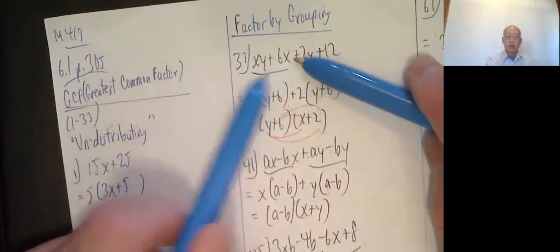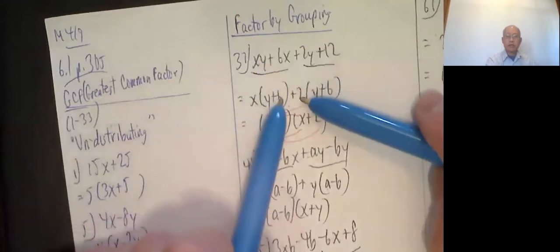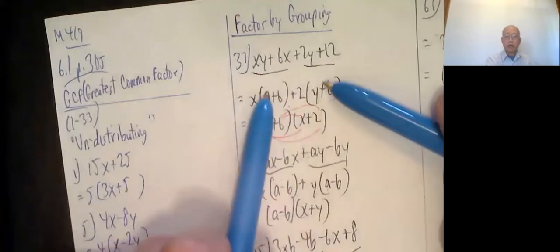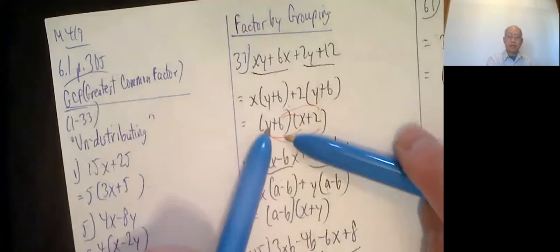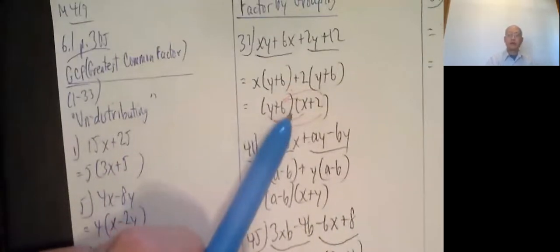So if I only look at this pair, the common factor is x times y plus 6, plus, what can I take out of there? 2 times y plus 6. Notice there's a common factor now of y plus 6. So I can pull out the y plus 6, and what's left behind is x plus 2. So this is the final answer.